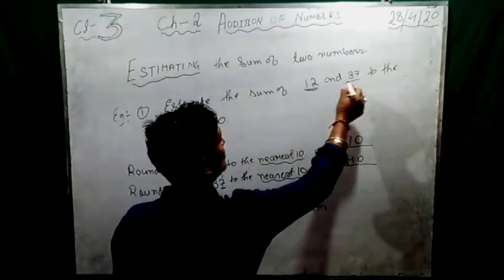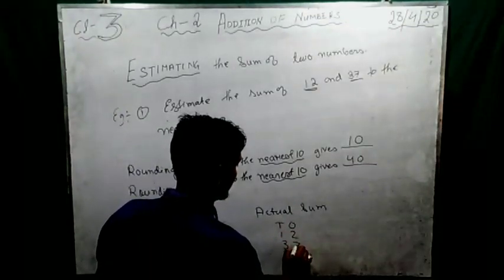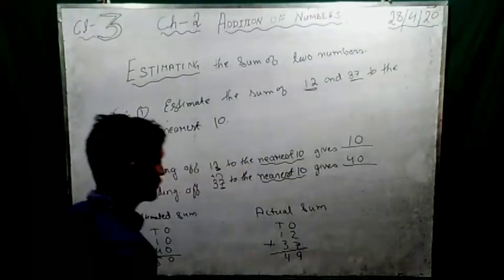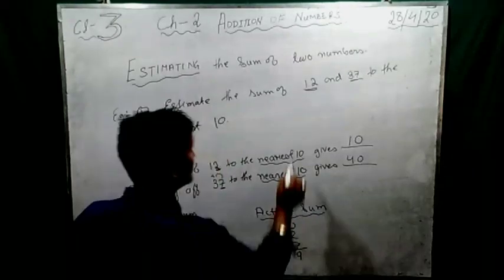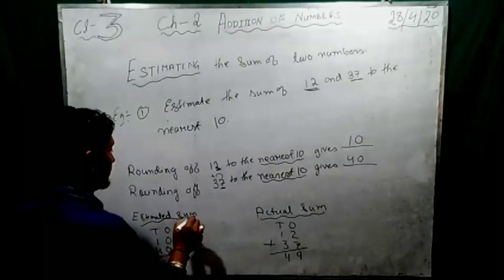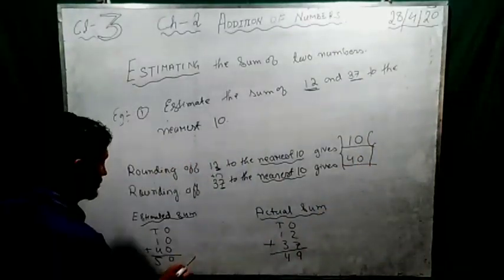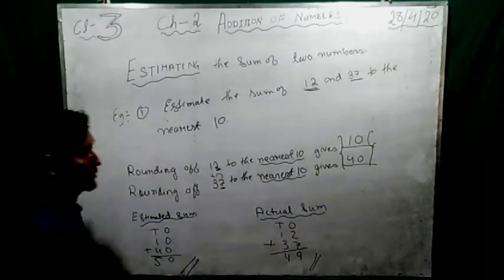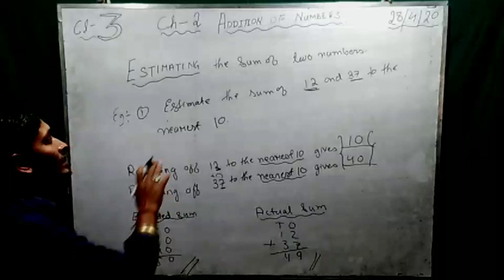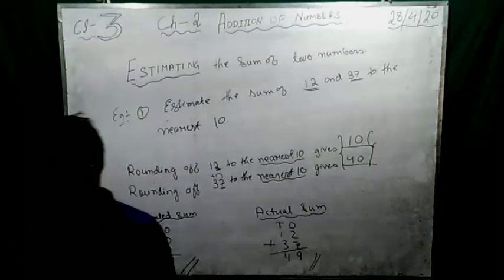Actual sum means we have to add these two numbers. 12 plus 37, what is that? 49. So the actual sum means we have to add these two numbers, whatever numbers are there in the question, and the estimated sum means we have to estimate the numbers to the nearest 10 first, and then add. So this is the estimated sum and this is the actual sum. Clear how to do the estimation of two numbers to the nearest 10? Clear? Okay. So let's start our exercise.